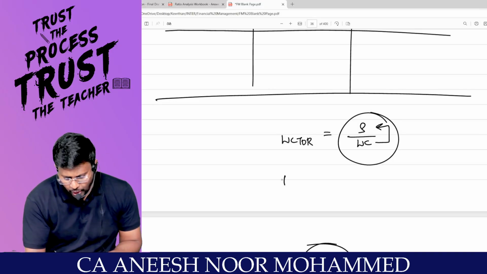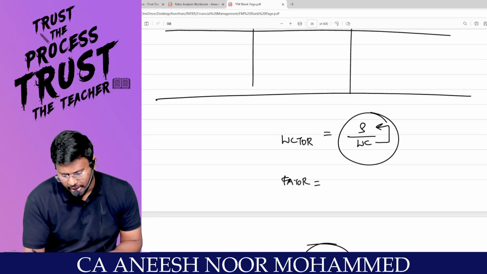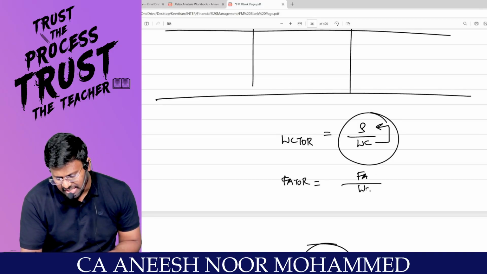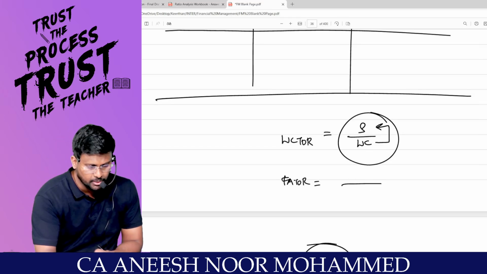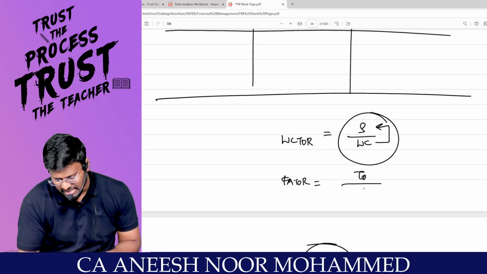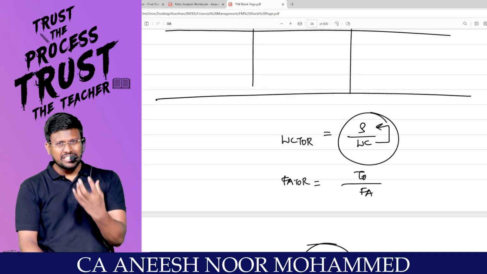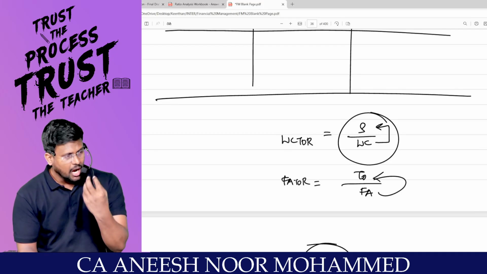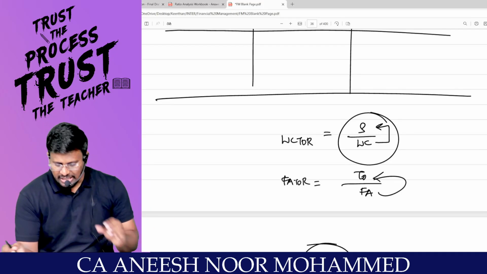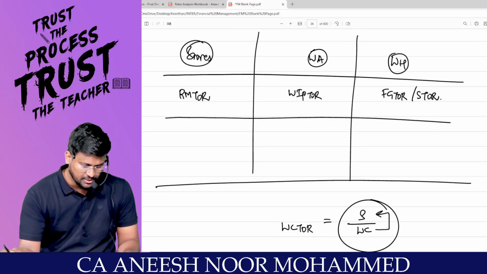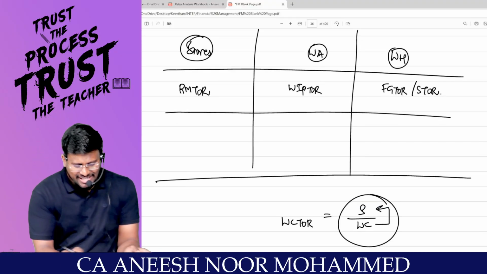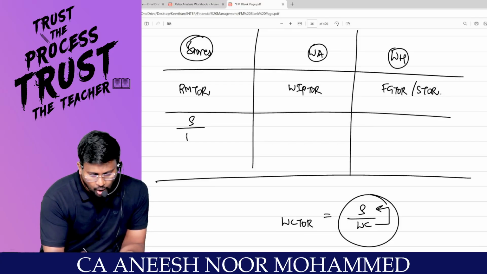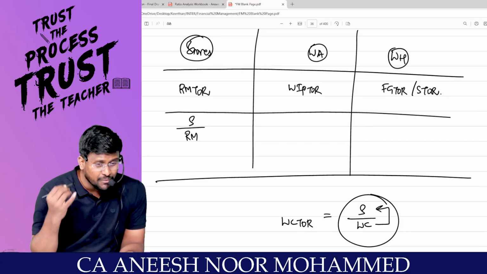Clarity. For example, fixed asset turnover is equal to turnover divided by fixed asset. Are you really with me? Sales divided by fixed asset. So with this much amount of fixed asset, how much turnover I made? So the resource available is what? Fixed asset.